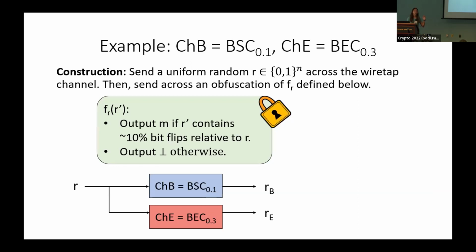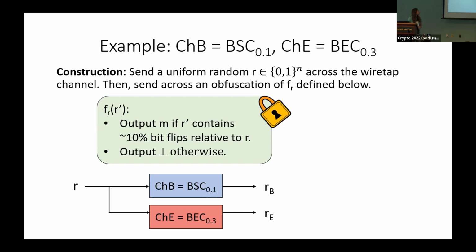Recall that Alice wishes to send a message M to Bob. First, Alice will choose a uniform random string R and send it across both channels. Next, Alice will construct an obfuscation of this function. We can consider her as sending this to both Bob and Eve in the clear, but really she can use an encoding scheme for Bob's channel and send it across Bob's channel, and we don't require security. The function has R and M hard-coded into it, and it will output the message if its input has about 10% bit flips relative to R.